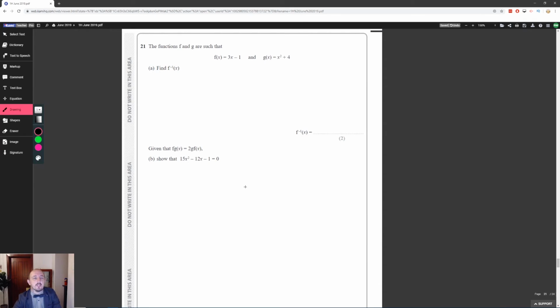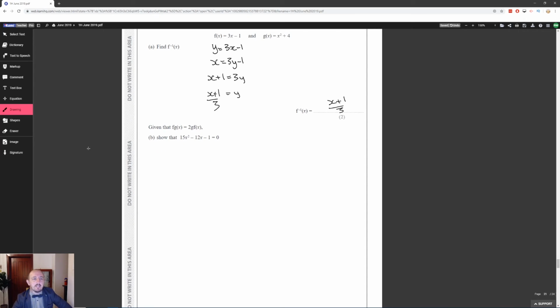Question 21 is a functions question. We want the inverse, so we're going to replace the f of x with a y, switch the x's and y's around, and then make y the subject. So x plus 1 equals 3y, so y is x plus 1 over 3. That's our inverse function, x plus 1 over 3.